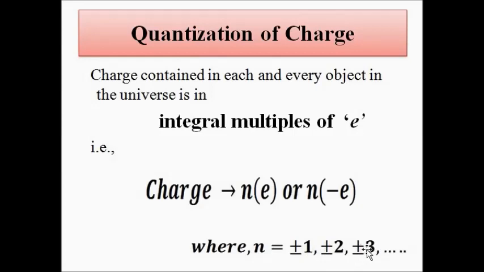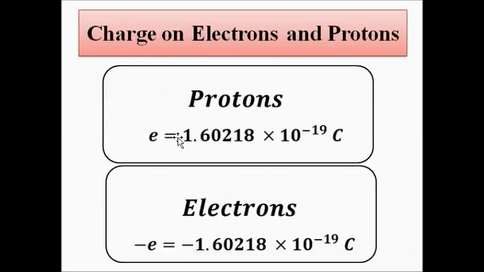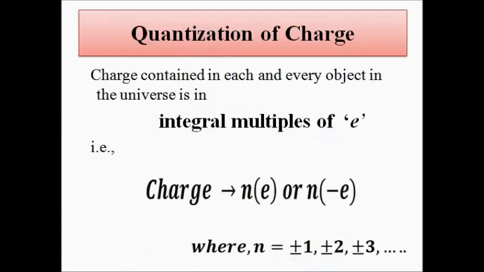You will never find the amount of charge present in an object like 0.5 e or 0.25 e or 0.75 e. There will be no fractional values. It will always be integer values. It can be positive and negative, but it will always be integer values. And this e is the standard electronic charge, which is 1.6 into 10 to the power minus 19 coulomb. So it is a very important concept, which is the quantization of charge.